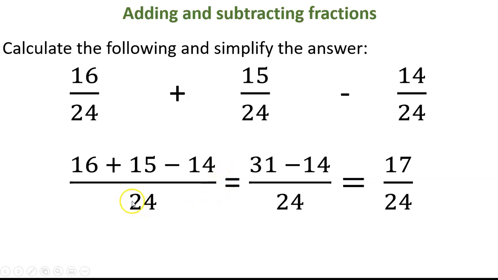Down here, I've got 24. It's going to remain 24. It's common for all of them. 16 plus 15 minus 14, which is all of my numerators. And I'll just work in steps here. 16 plus 15 will give me 31. 31 minus 14 will give me 17. And my denominator remains the same. So I've got 17 over 24. So that brings it to an end.